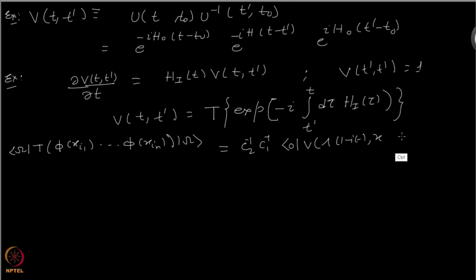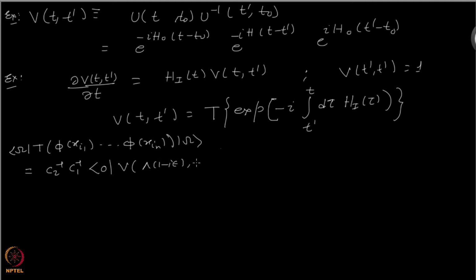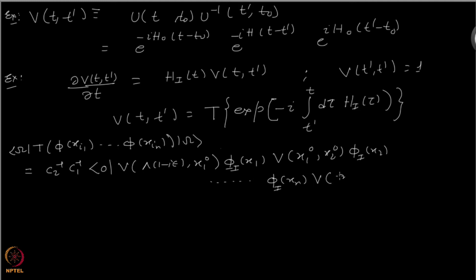So let me write again. This is equal to C2 inverse, C1 inverse, epsilon x10. Okay, then you have phi I of x1. Then you have V of x10, x20, then you have phi I of x2, okay, and you go like this, and then you have phi I of xn, and then V of xn0 minus lambda 1 minus epsilon. Okay, so please verify that this is what you get.